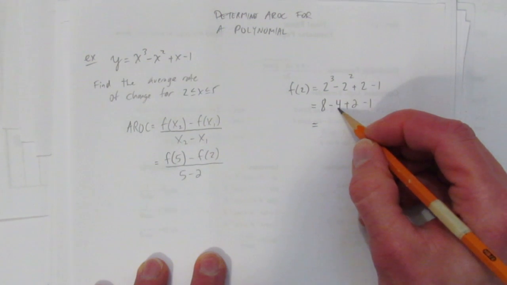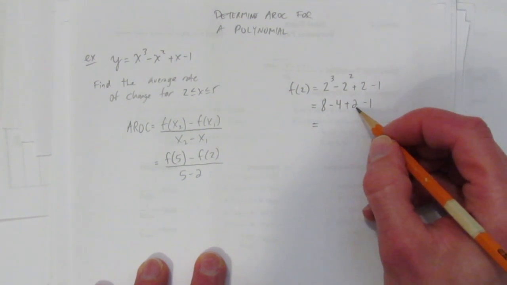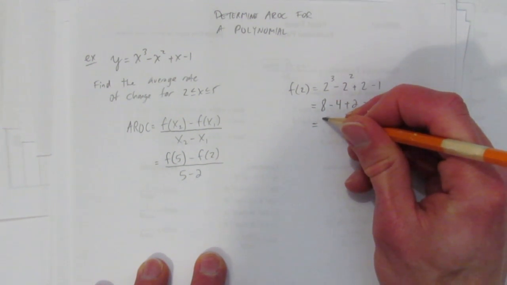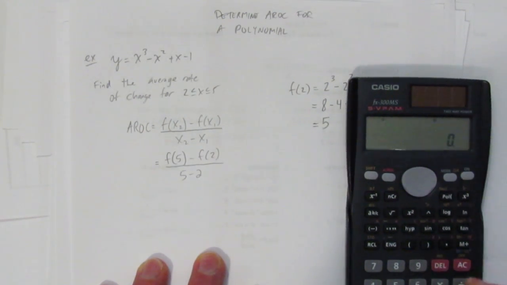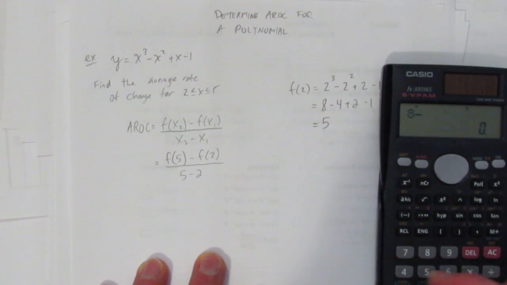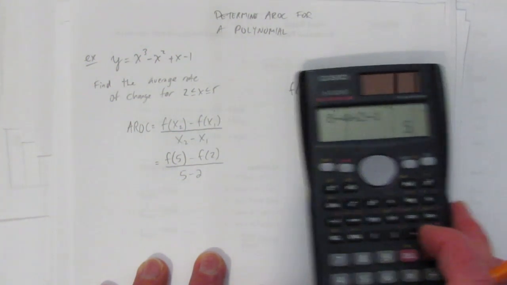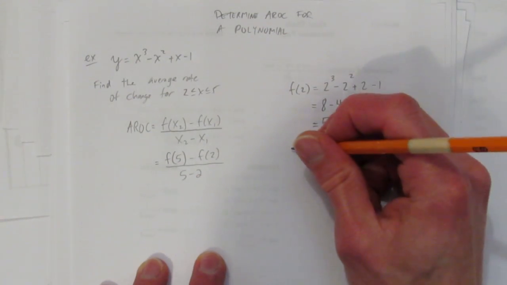So you can do that all in one step, either on your calculator or in your head. 8 take away 4 is 4. Plus 2 is 6. Take away 1 is 5. If you want, let's check it, just to be sure. What's 8 take away 4 plus 2 take away 1? 5. Nothing wrong with checking it.